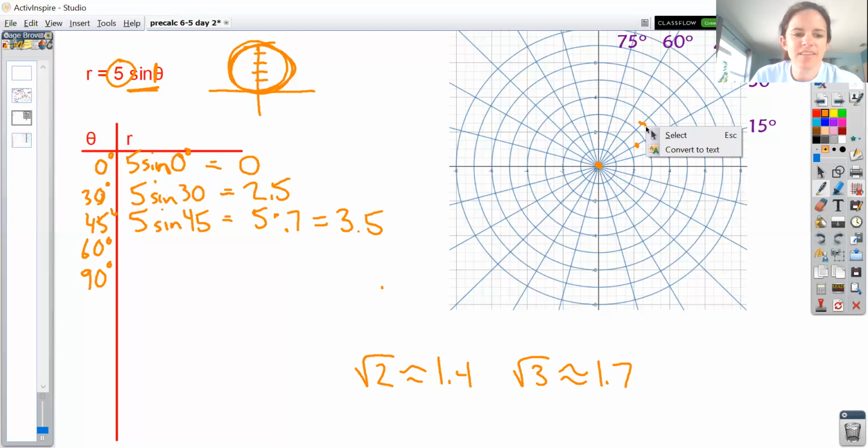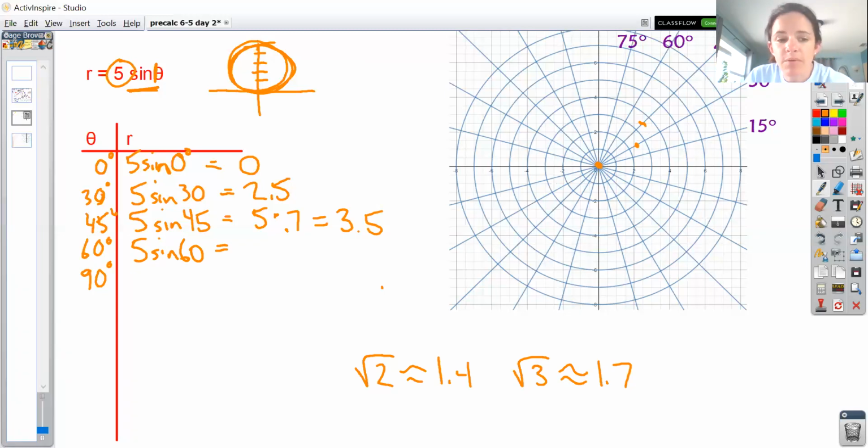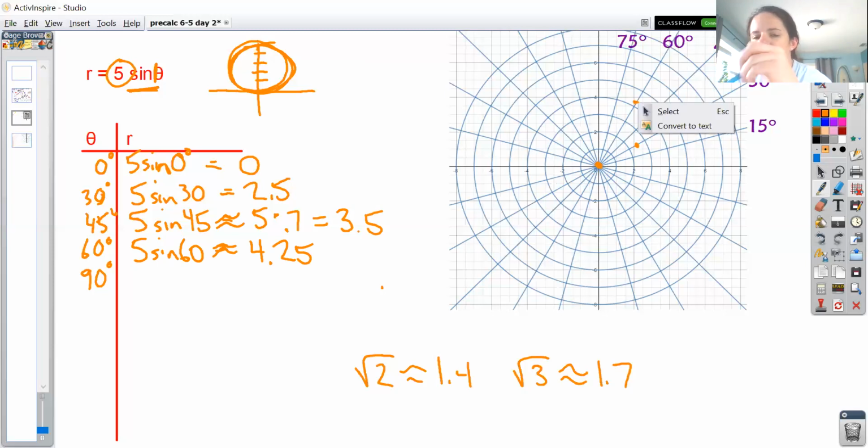At 60 degrees, this is going to be 5 times the sine of 60 degrees. The sine of 60 is root 3 over 2. So if root 3 is approximately 1.7, then root 3 divided by 2 would be approximately 0.85. And then let's go ahead and type that in, see what we get. That would be 4.25 approximately. Right, and these are approximately equal signs. So then I get 60 degrees and 1, 2, 3, 4.25.